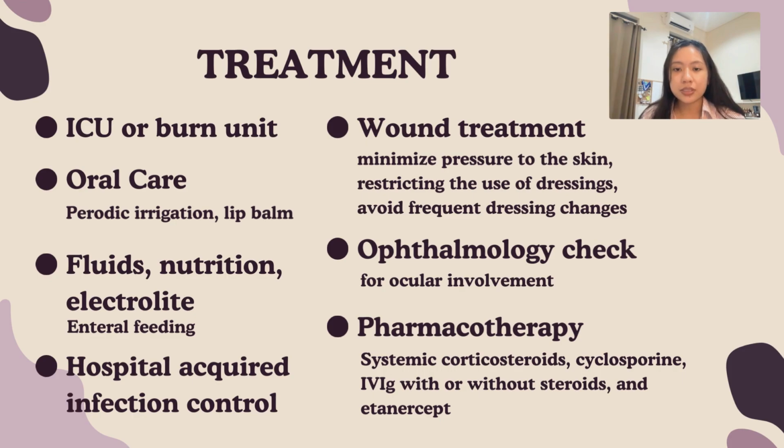Suspected Stevens-Johnson syndrome should be evaluated by ophthalmologists as soon as possible. And lastly, several pharmacology agents can be used to treat the syndrome, such as systemic corticosteroid, cyclosporin, IVIG with or without steroids, and etanercept. I think that's all from me.